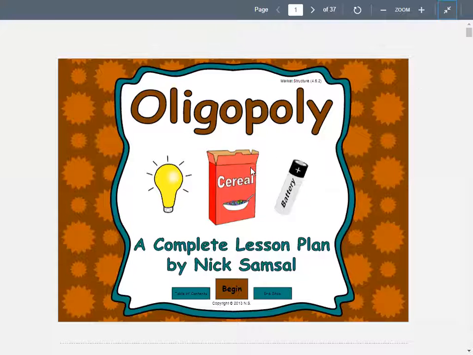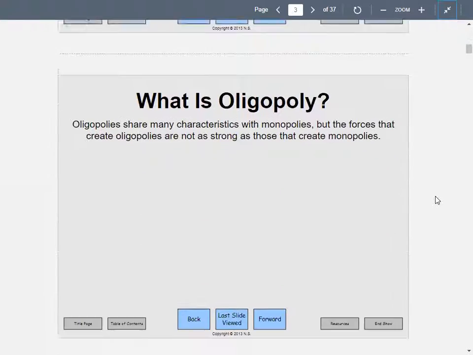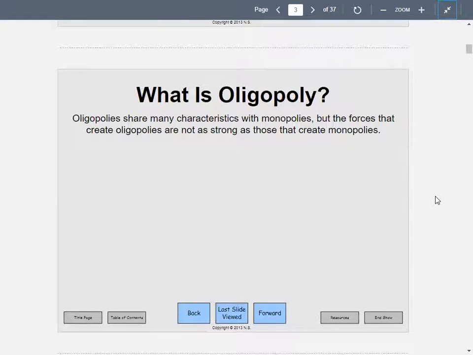Okay, next we're going to talk about oligopoly. By the end of this, you'll be able to understand the definition and characteristics of a market that is in oligopoly, and you'll be able to explain how the firms in an oligopoly interact so that they can increase profits. So what is oligopoly?